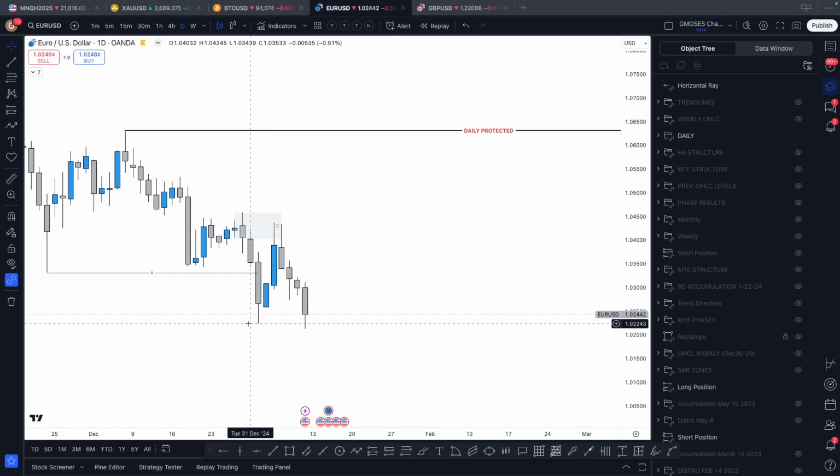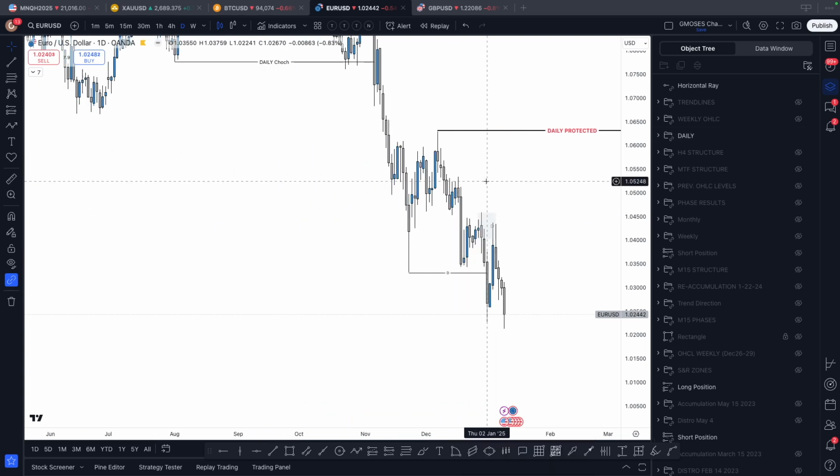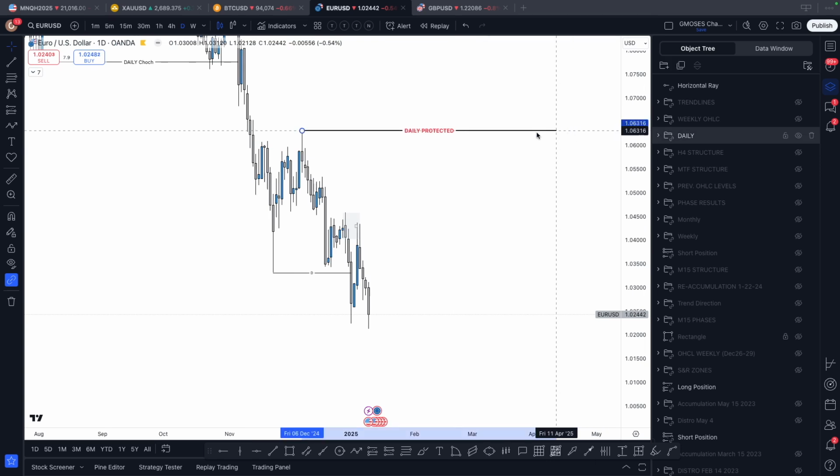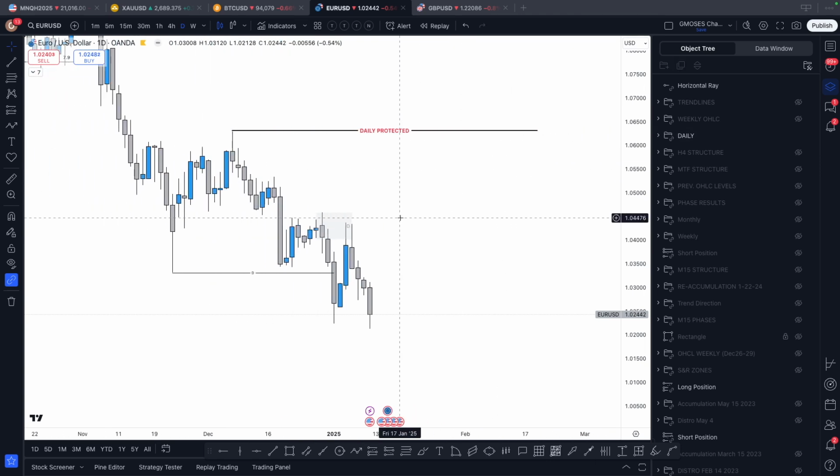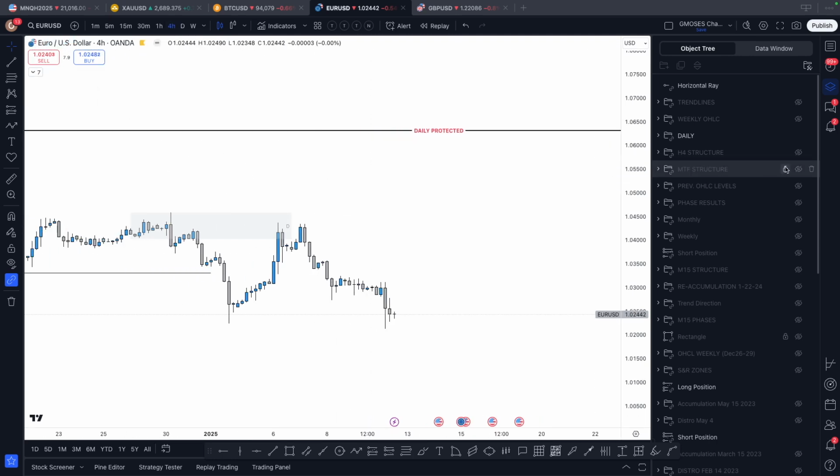Okay, once we get that, we can confirm that this is our next lower high. Okay, let me kind of move this over because it is kind of big. There we go. All right, so that's our daily structure. Let's go ahead and look at our 4 hour.